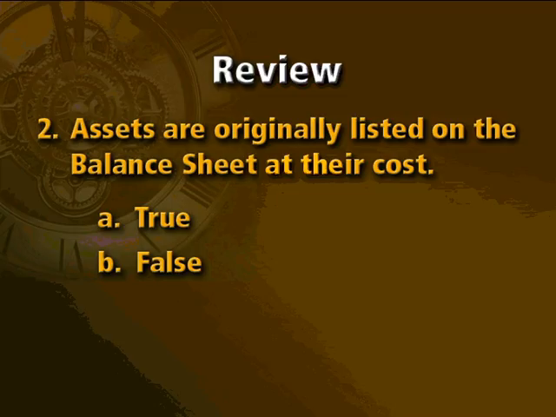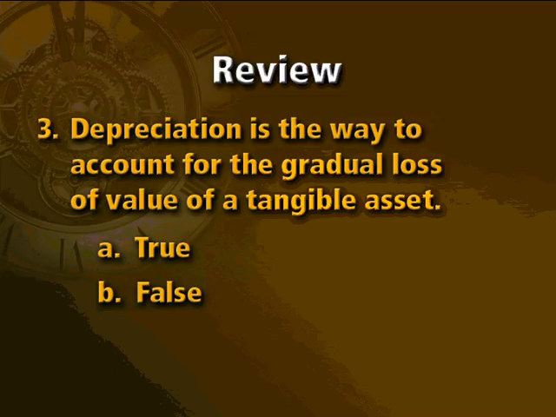2, assets are originally listed on the balance sheet at their cost. The answer is A, true. True. 3, depreciation is the way to account for the gradual loss of value of a tangible asset. The answer is A, true.